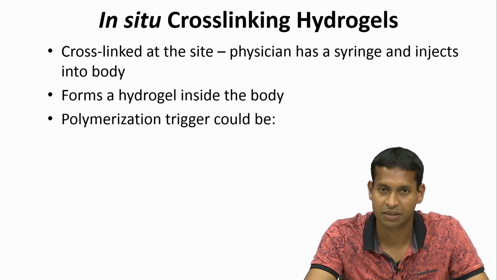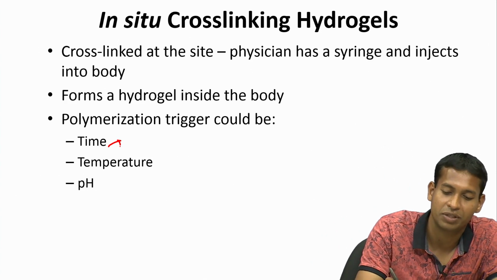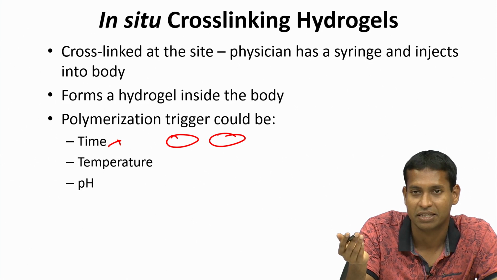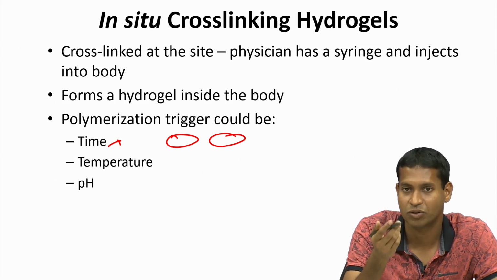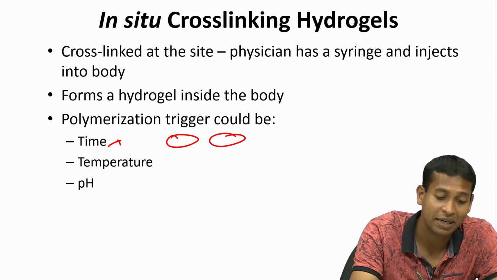and the polymerization trigger could be of several types. So one trigger is time. So all you have to do is just mix two components together, and it may be, as I said, a few seconds, 10 seconds, 20 seconds, or it could be minutes, 2 minutes, 3 minutes, and within that the polymerization will start. It could be temperature, right?